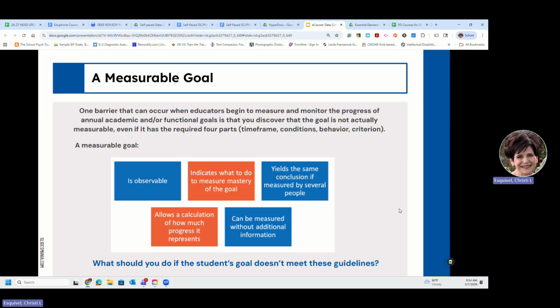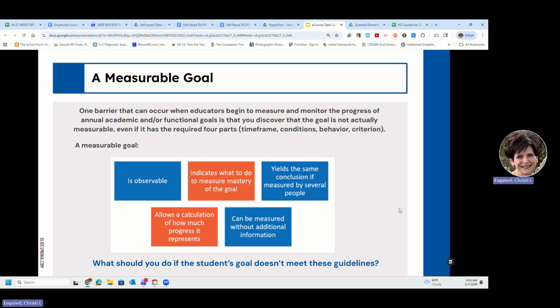Let's break that down even more. According to the TEA question and answer document, Measurable Annual Goals, a measurable goal is observable if the condition, behavior, and criterion specified in the goal are quantified. Then the goal will be observable and measurable. A measurable annual goal also indicates what to do to measure mastery of the goal. Keep in mind that a criteria such as 80% in 4 out of 5 trials is detailed, but might not be specific or clear enough. Remember, when including a percentage, a trial does not necessarily make the goal observable or measurable.